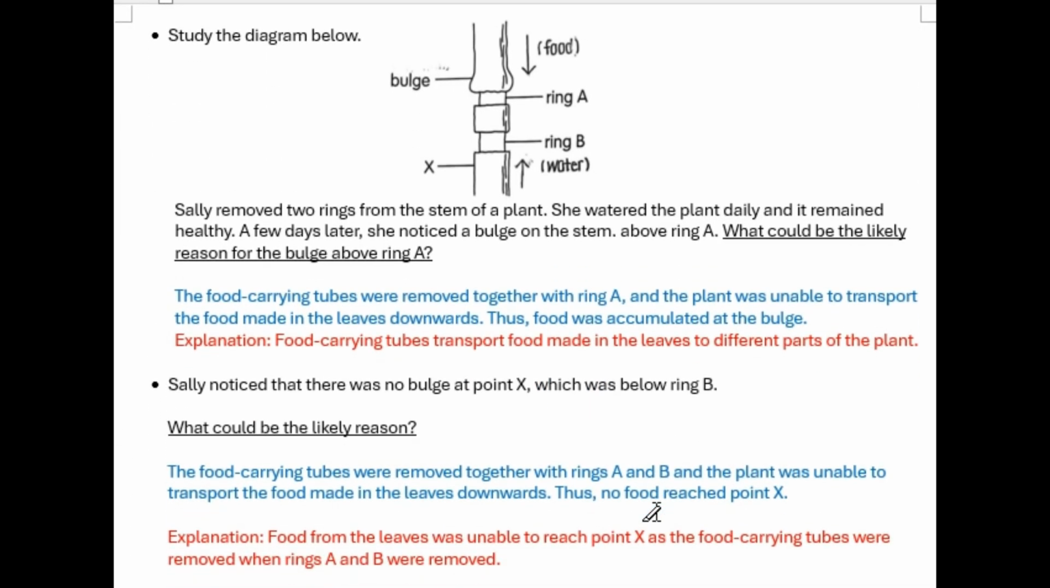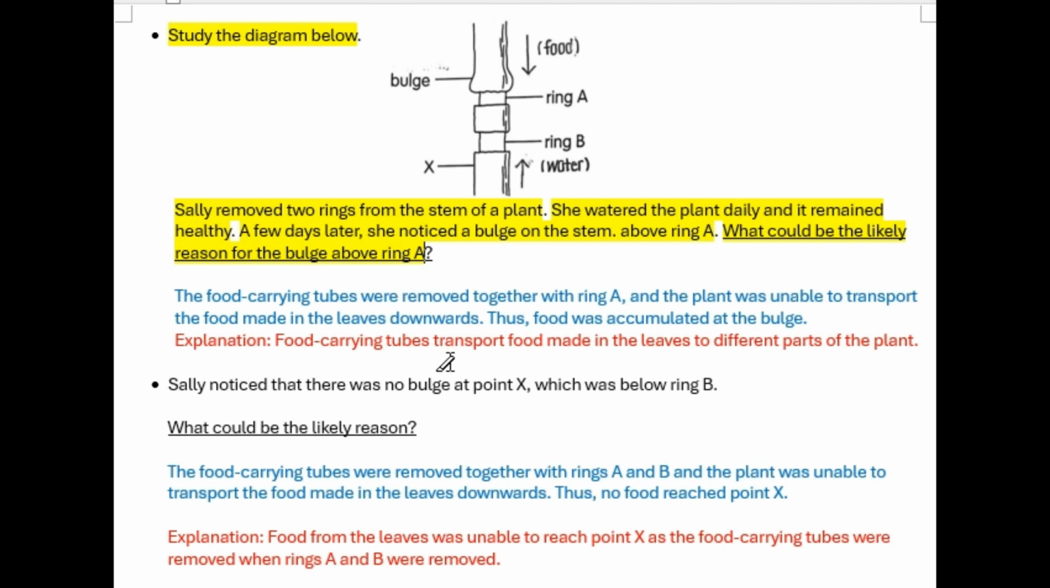Study the diagram below. Sally removed 2 rings from the stem of a plant. She watered the plant daily and it remained healthy. A few days later, she noticed a bulge on the stem above ring A. What could be the likely reason for the bulge above ring A?